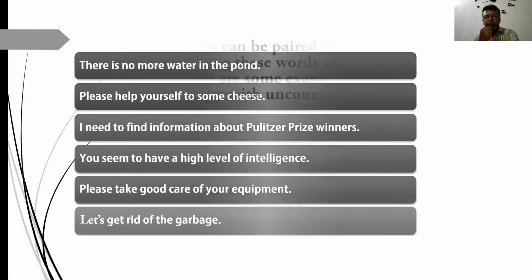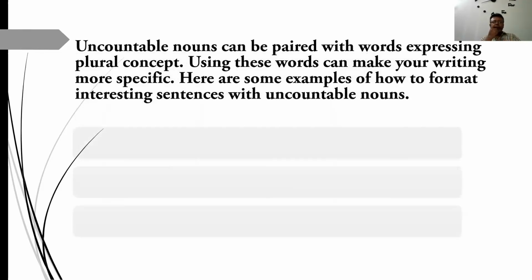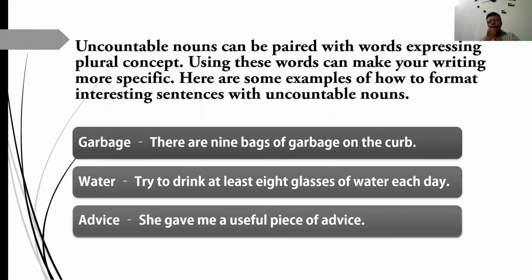Okay, so we move on to the next one. Uncountable nouns can be paired with words expressing plural concepts. You know, talking about their containers, the things that can measure them. Using these words, you can make your writing more specific. Here are some examples. For example, garbage. There are 9 bags of garbage on the curb. Water. Try to drink at least 8 glasses of water each day. She gave me a useful piece of advice.